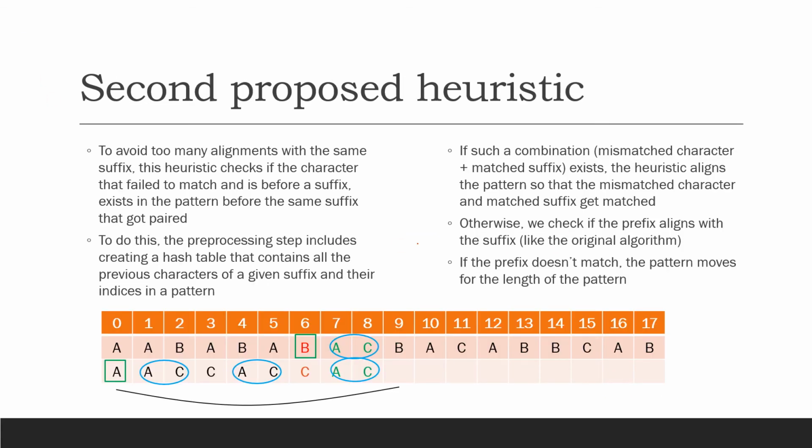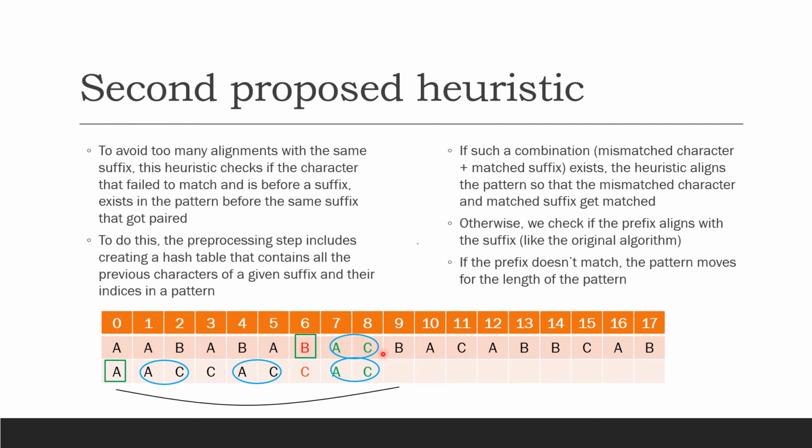Our heuristic checks if the mismatched character from the text exists somewhere in the pattern right before the suffix that got matched. In this example, we check if the character B that precedes the match suffix AC in the text exists somewhere in the pattern before AC, so we effectively search for BAC.